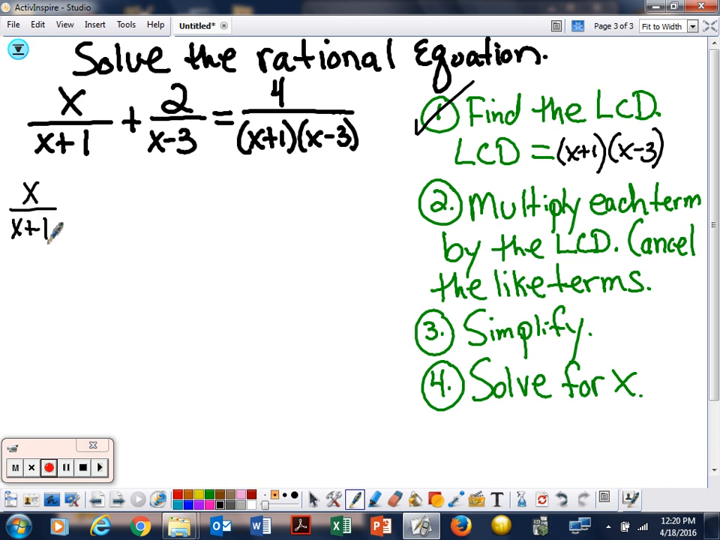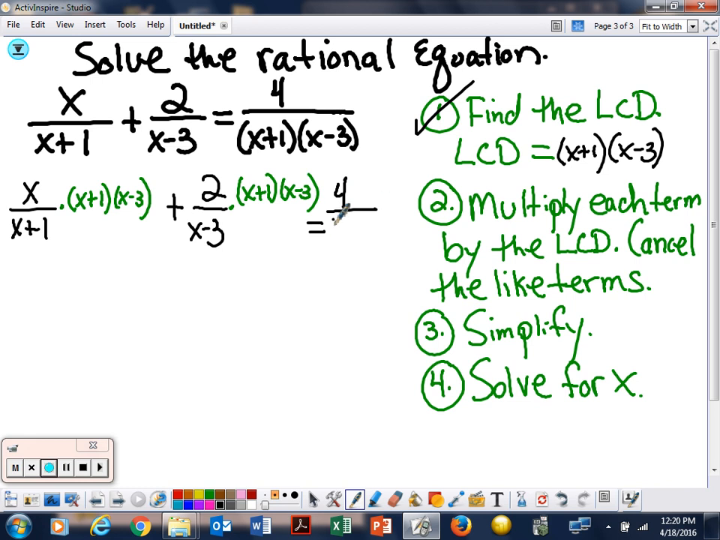All right, so in this case, since we're solving, we are going to take our x over x plus 1, and we're going to multiply the x plus 1 times the x minus 3 to that, plus 2 over x minus 3. And again, I'm going to take the LCD, x plus 1 times x minus 3. I'm multiplying it to that, equals 4 over x plus 1 times x minus 3. And I'm going to multiply, sorry, I'm running out of space here, I'm going to multiply that, x plus 1 to x minus 3.